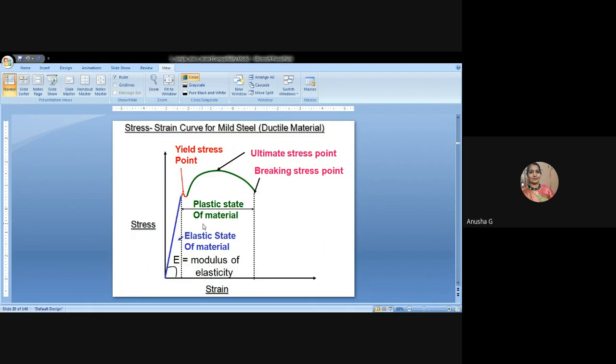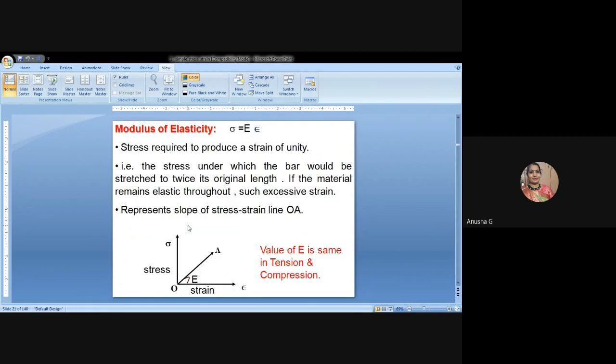Based on the stress strain diagram they will also ask some questions. The next question: what is meant by Young's modulus or modulus of elasticity? When stress is directly proportional to strain, there will be some constant. That constant is called the modulus of elasticity. It is the stress required to produce a strain of unity, the stress under which the bar would be stretched to twice its original length, provided the material remains elastic throughout. Such successive strain represents the stress strain line.